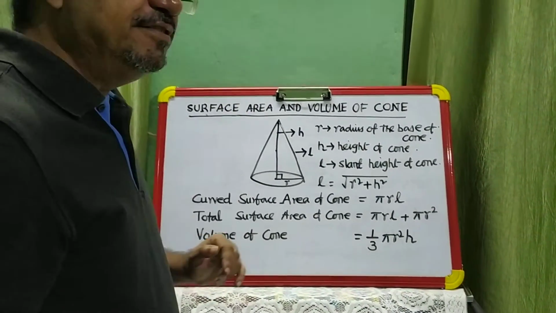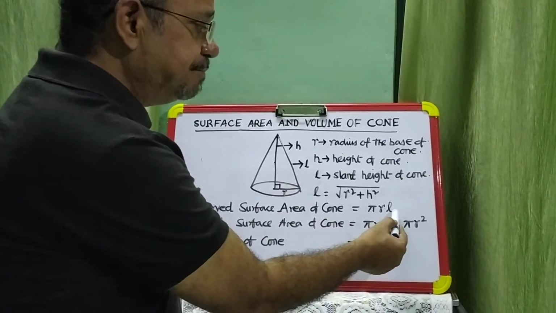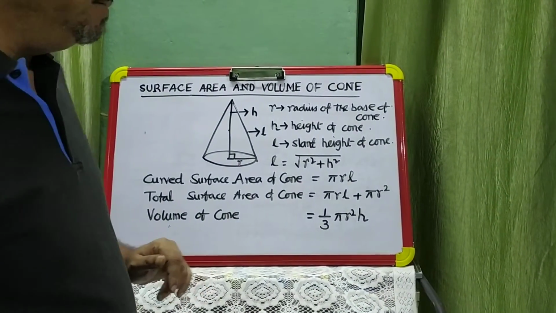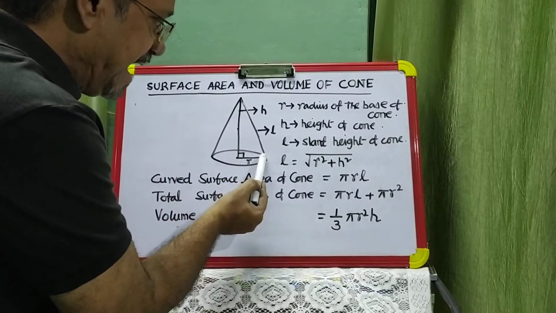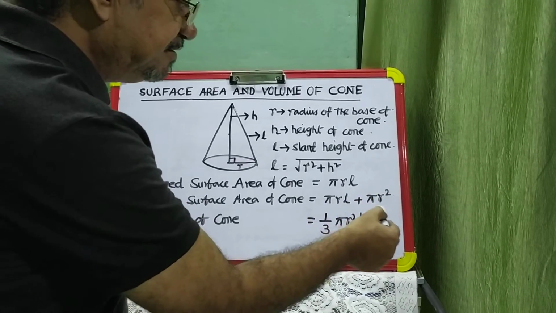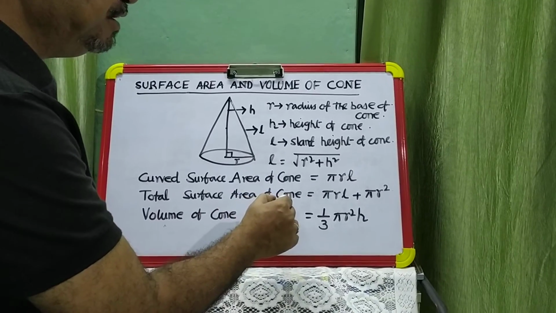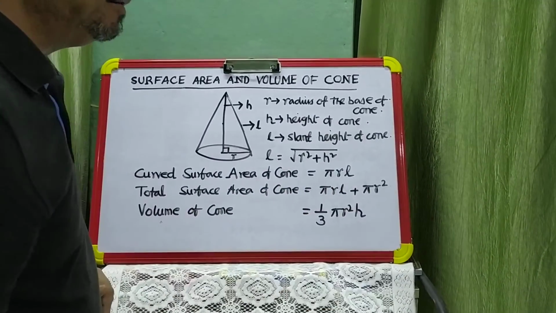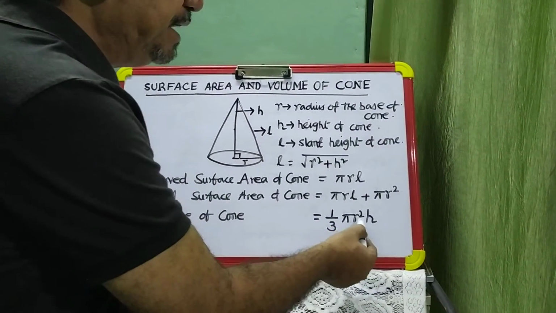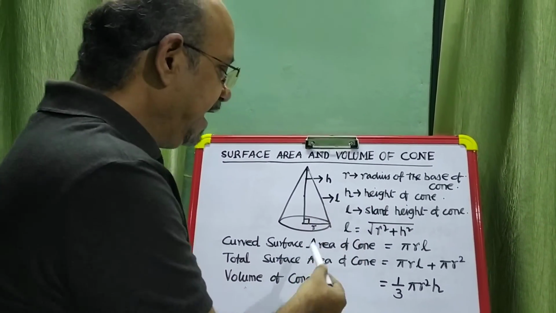Now it has two surfaces. One of them is the curved surface. The area of the curved surface of the cone is pi RL, and for the area of the total surface of the cone, remember that there is a curved surface and a circular base. So the total surface area will be pi RL plus the area of the circle at the base, which is pi R square. So what is the total surface area of the cone? Pi RL plus pi R square. And the volume of the cone is represented as 1/3 pi R square H. So that's all about the surface area and volume of a cone.